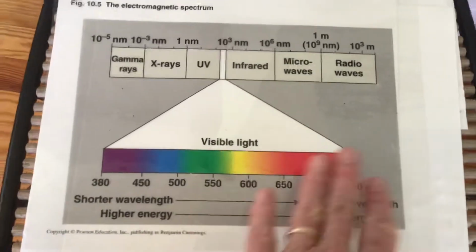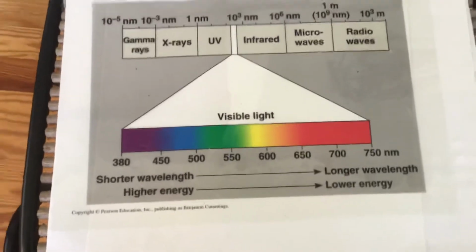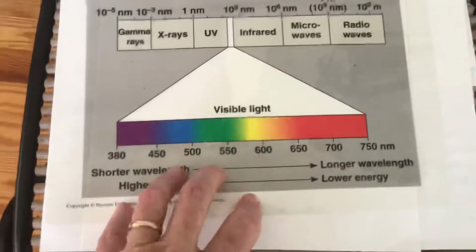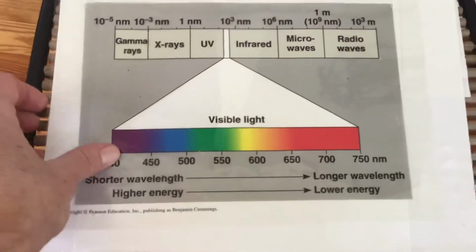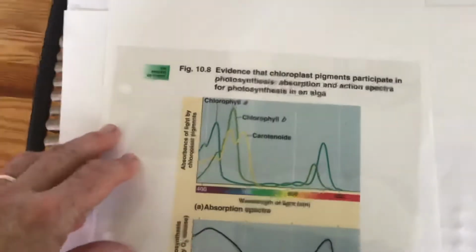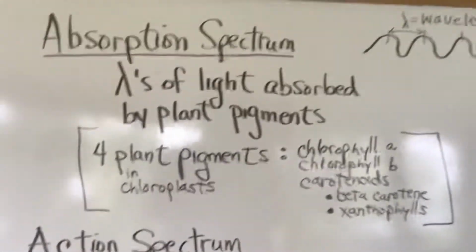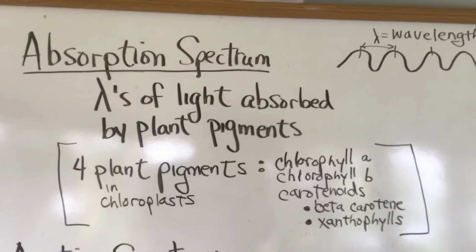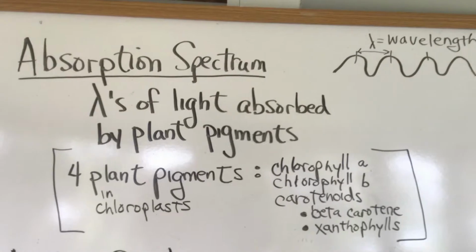This is why red and orange are mostly what you see as the sun goes down, because they're the last ones to disappear, all right? So if we look then at the types of light that are used in photosynthesis, we have to first look at what we call the absorption spectrum. The absorption spectrum is just the wavelengths of light that are absorbed by the plant pigments, and there are 4 plant pigments. The plant pigments are found in the chloroplast. Some pigments are also found elsewhere, like we talked about.